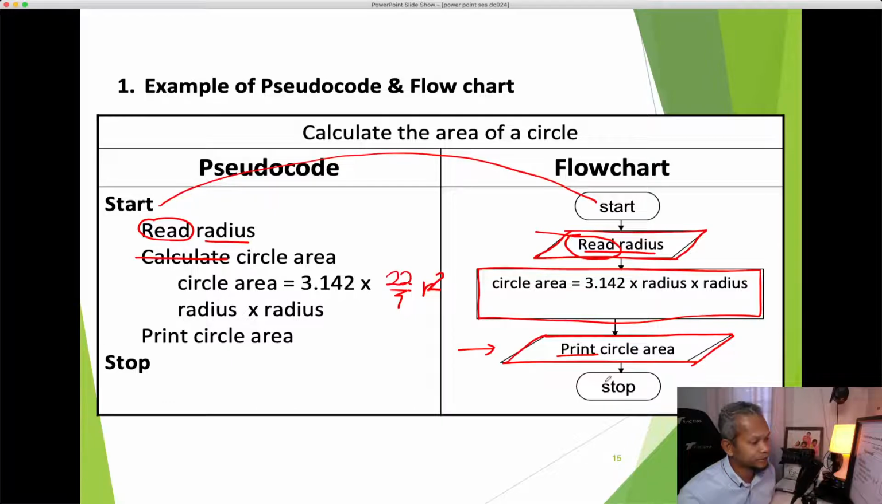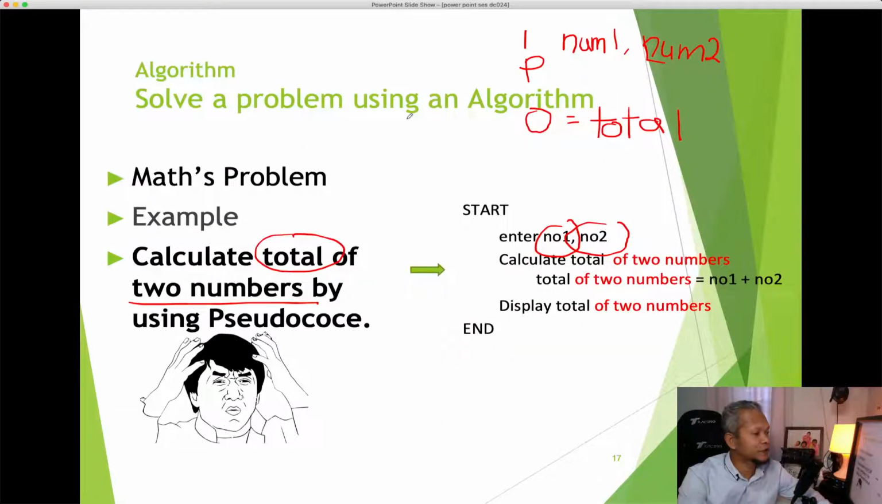Okay, so the process is to calculate total. Okay, we write here. I think it's better using the words. Okay, calculate the total. We are called for the total.